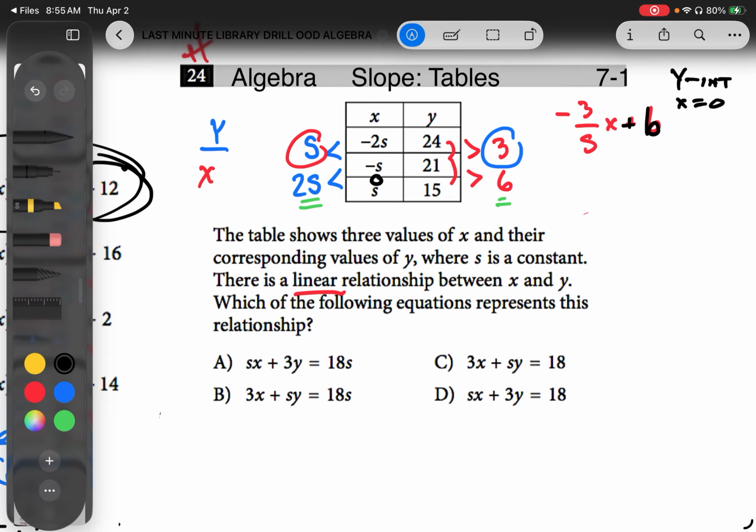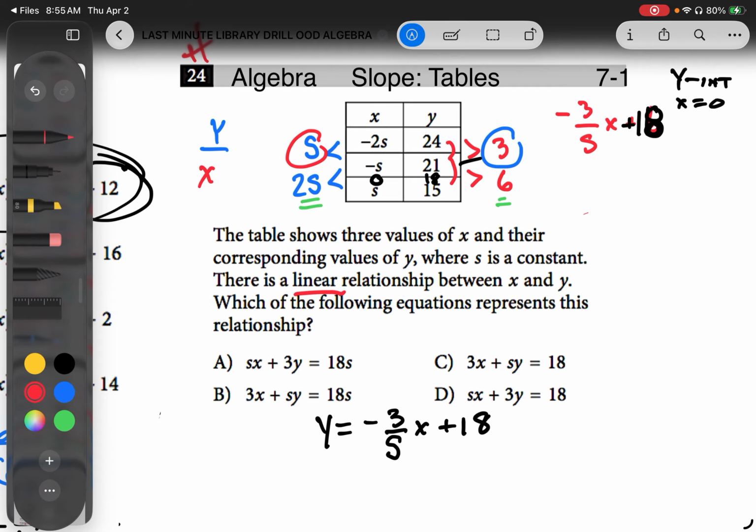Well, think of it this way. Imagine s equals 1. So therefore, you have a negative 1 and you have a positive 1. What sits between negative 1 and positive 1? 0. So in between negative s and s is 0. So what's going to be the midpoint between 21 and 15? Well, what is 21 minus that 3? It's going to equal 18. So your y-intercept is actually 18. Ta-da! So now you have y equals a negative 3 over s x plus 18.